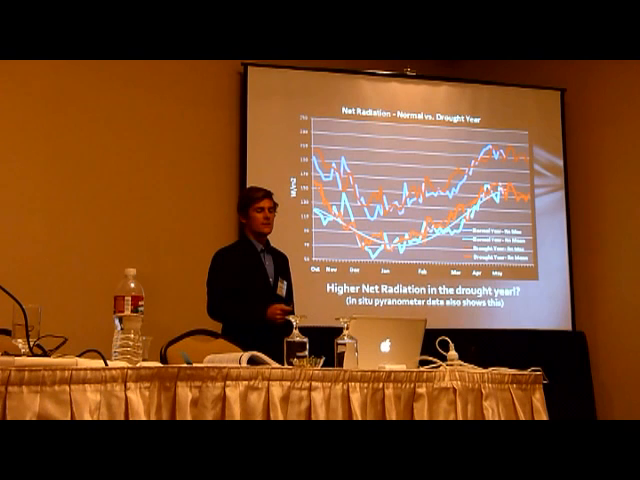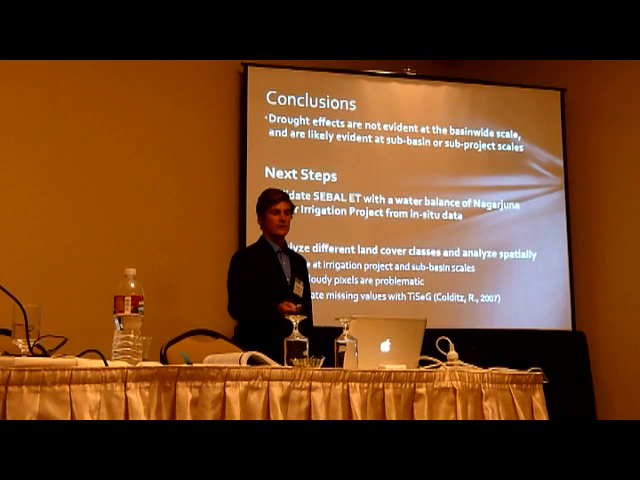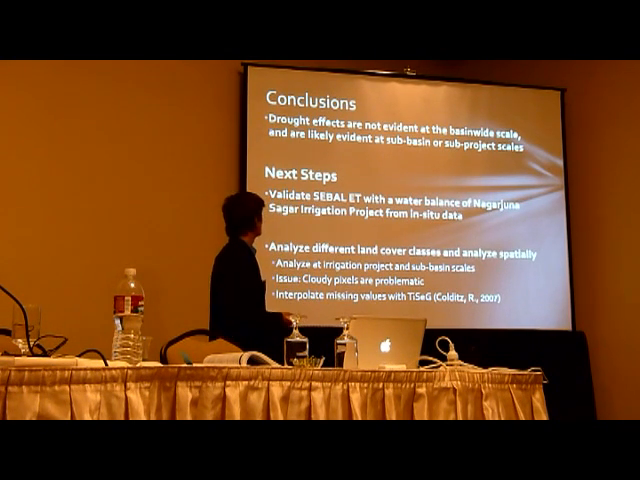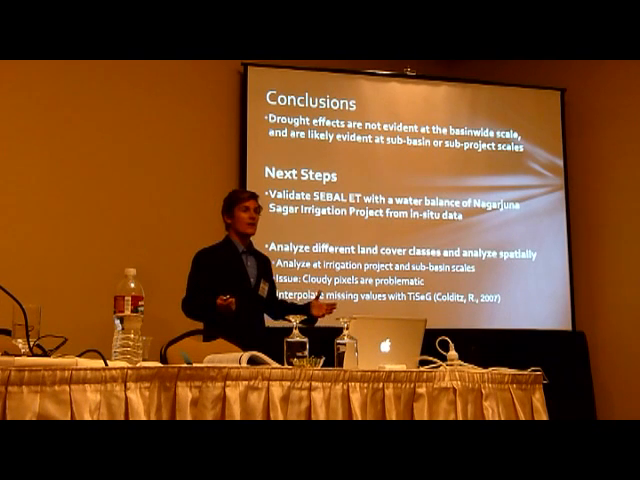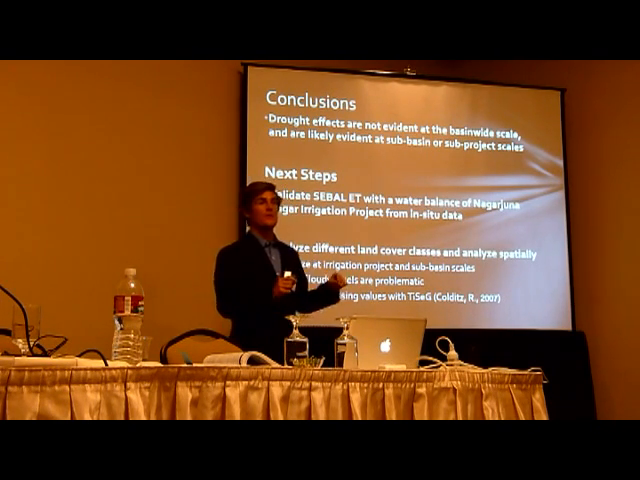And I looked at the pyranometer data, which just measures incoming solar radiation on the ground, and it said the exact same thing. So it kind of backs up the whole results of the C-ball. So my main conclusion at this point of the study is that the drought effects aren't evident at a whole basin scale, and it's probably more of those sub-basin interactions.